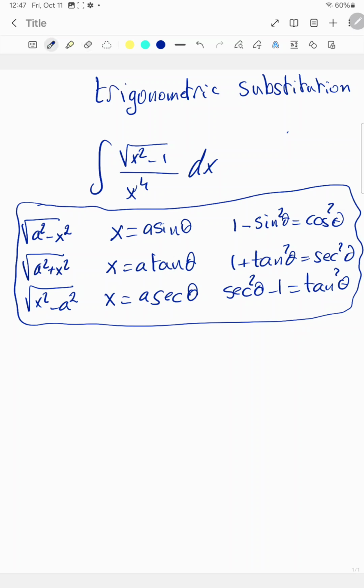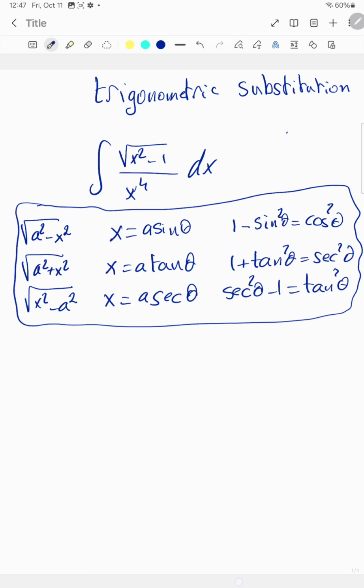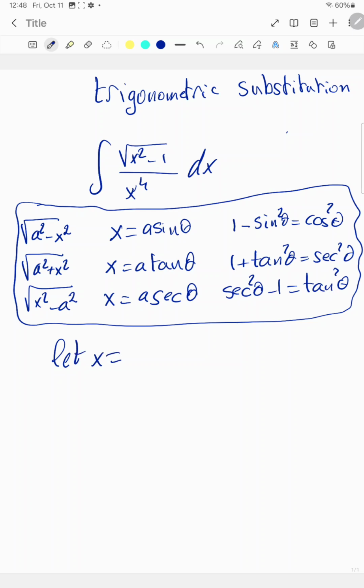So in that integral, I have the square root of x squared minus 1, where the 1 is a squared, which is the square root of x squared minus a squared. So I can say, let x equal, in that case a is equal to 1, times sec of theta, which is sec of theta. So my dx is equal to sec of theta tan of theta d theta.